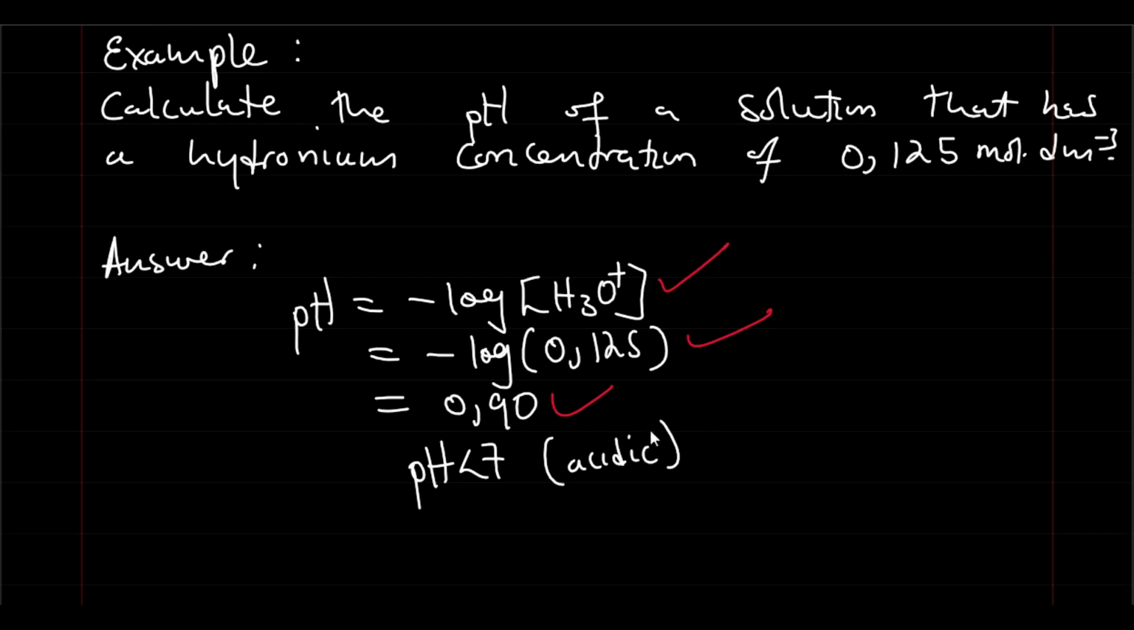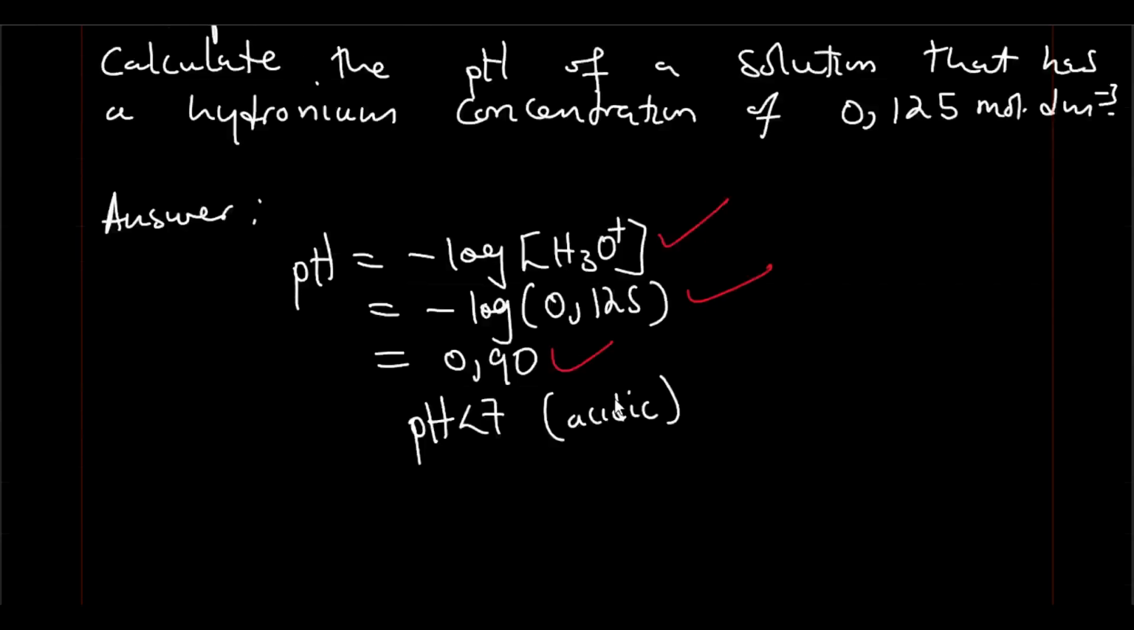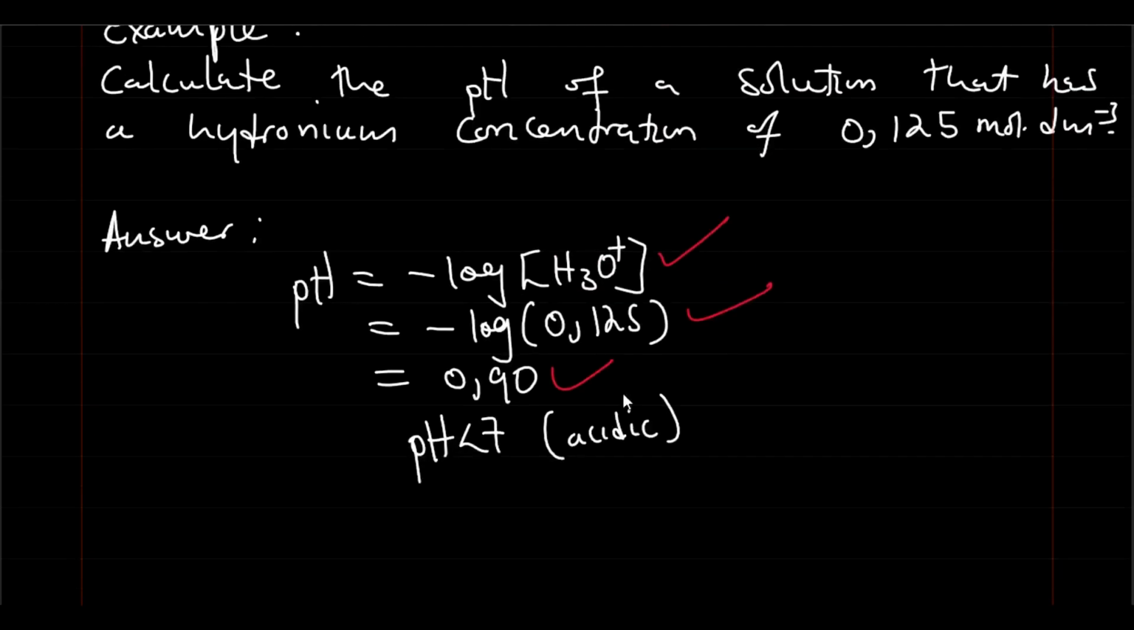So now this, you would only write when they have asked, is this solution acidic or basic? And then this is what you would write. And then if they ask, why are you saying this solution is acidic? You say because pH is less than 7.